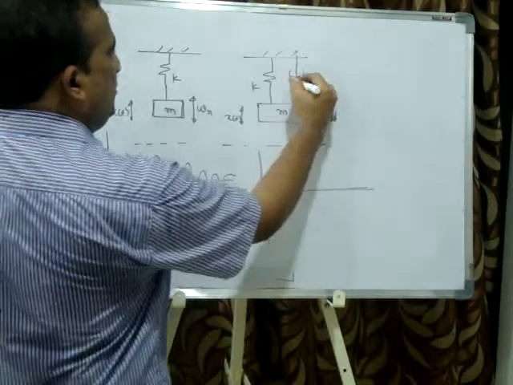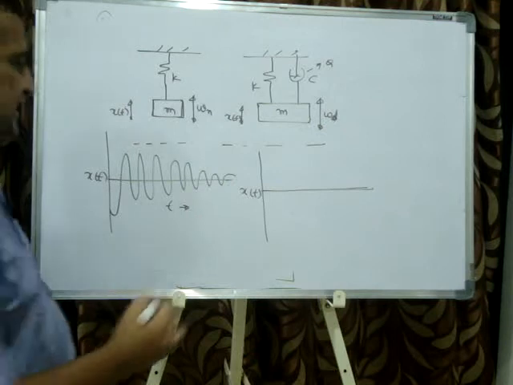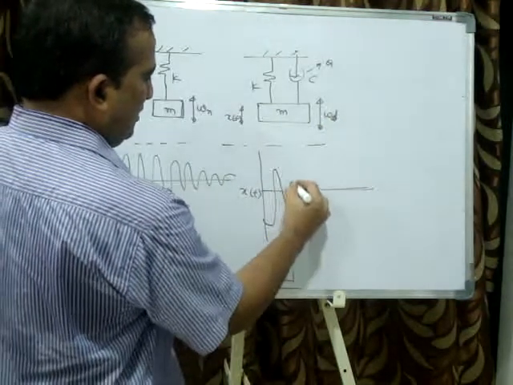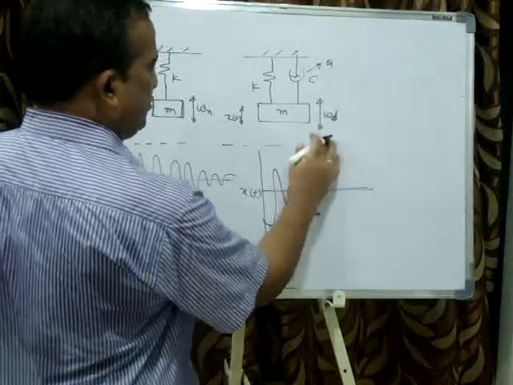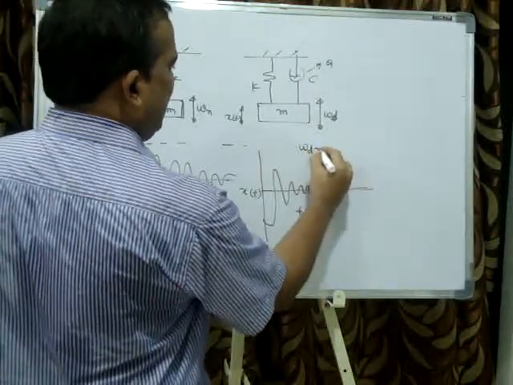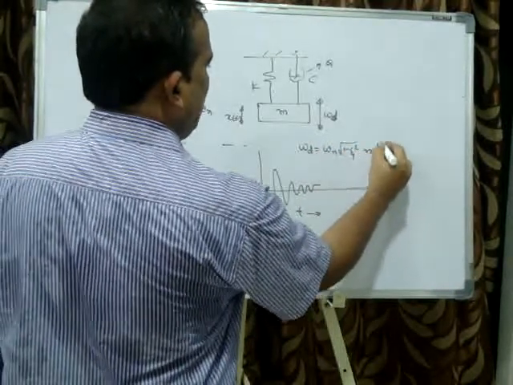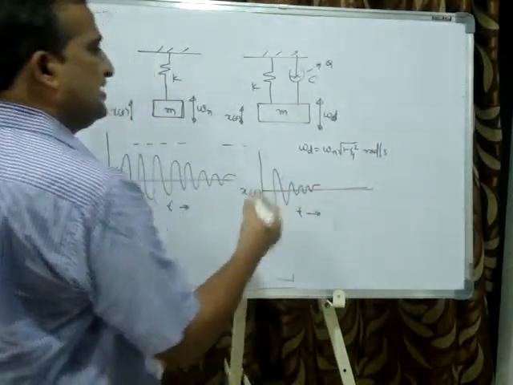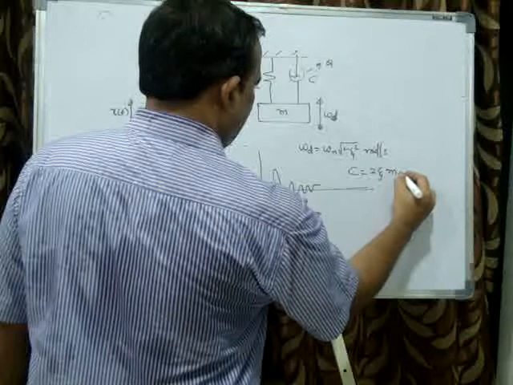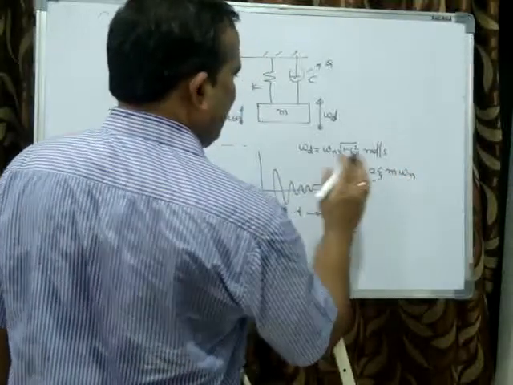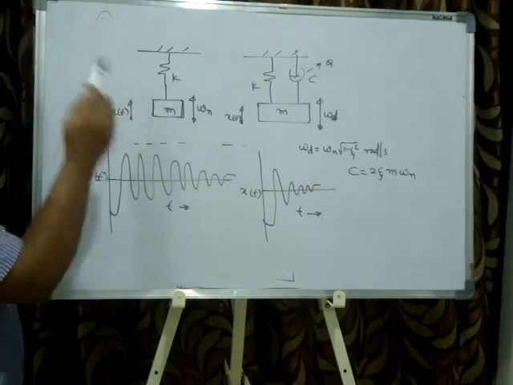The damper is removing the energy in the form of heat to the atmosphere per cycle, so it will come to rest as early as possible. So this omega d I will explain later. Omega d is omega n root of 1 minus zeta square; I will explain later what is meant by zeta. Zeta is a function of c, that is c divided by 2 m omega n. If I know c, I can find zeta. I will explain later.